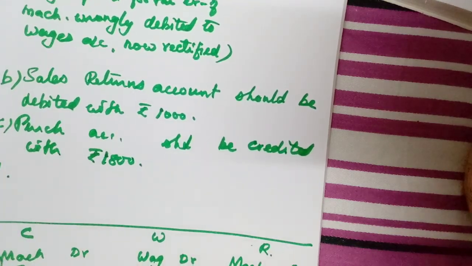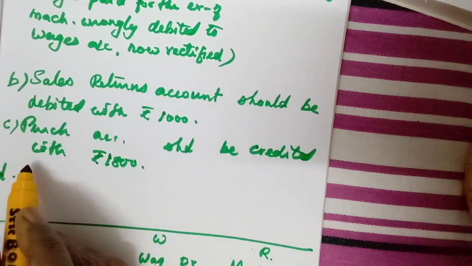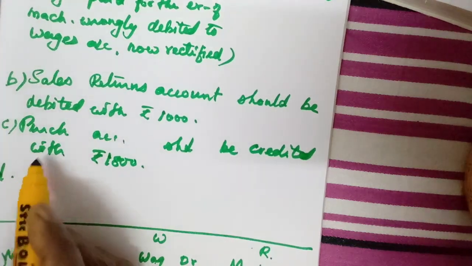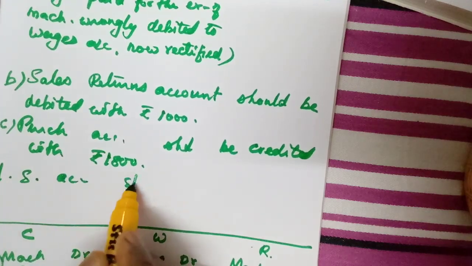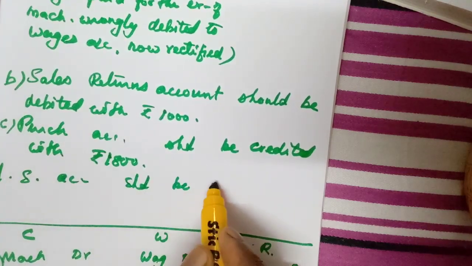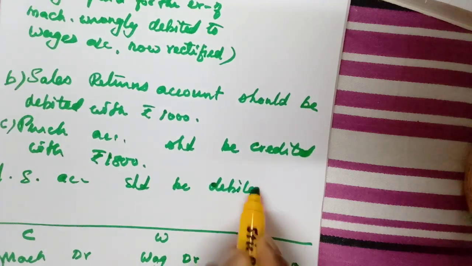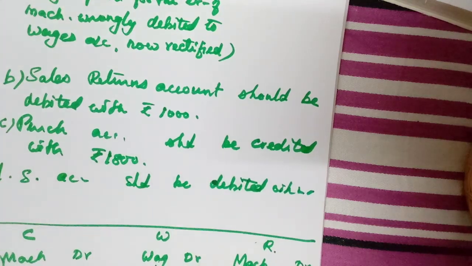The sales book was overcast. Again sales: the credit balance is more, so we need to debit. So sales account should be debited with rupees 1500. You should write that amount, 1500.